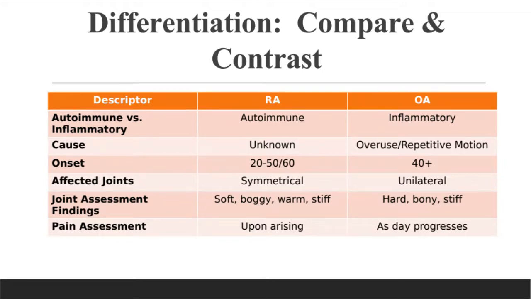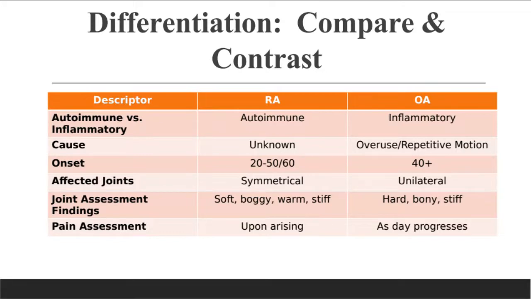In osteoarthritis, we're talking usually about the larger joints, the hips, the knees, the spine, sometimes the hands. And usually it's due to overuse syndrome, repetitive motion. You'll see it in people that work in factories who do the same motion all of the time. Rheumatoid arthritis can affect people at an early age, as early as 20, and can be found all the way up into the 5th and 6th decade of life. Osteoarthritis usually affects people that are greater than 40.